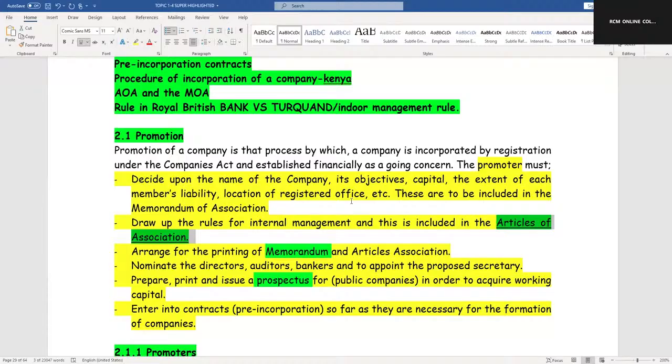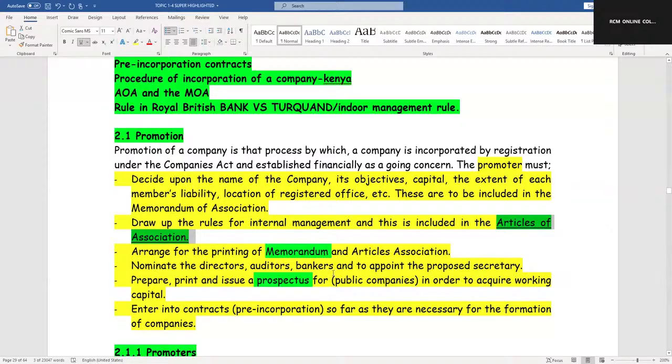The same way we've seen in a partnership, we have a partnership agreement. In the same case, in a company, there'll be a document to guide how the internal affairs of the company can be governed. We refer to it as the articles of association.